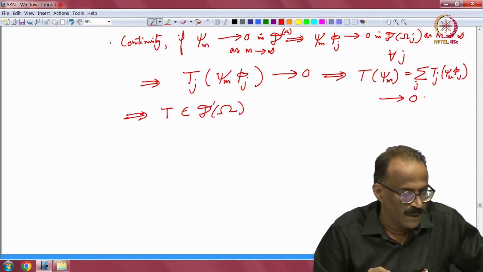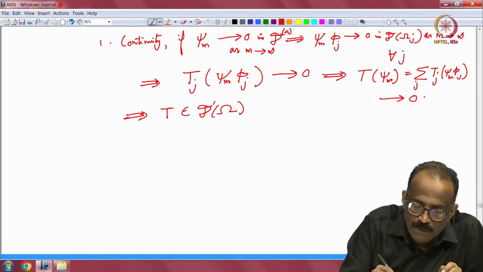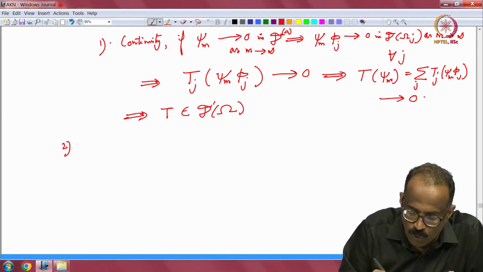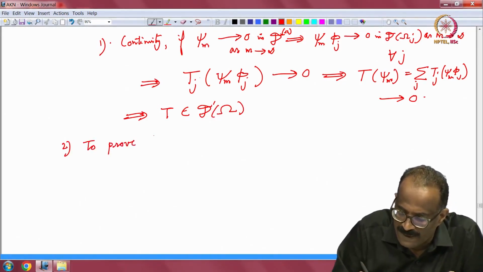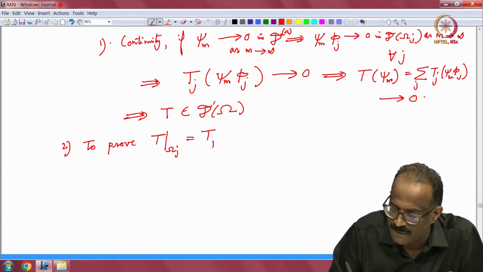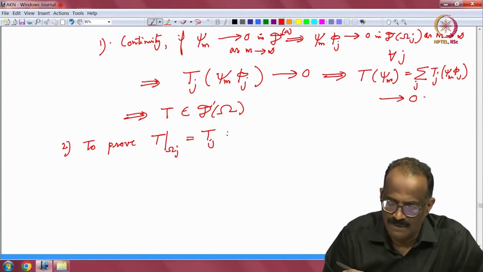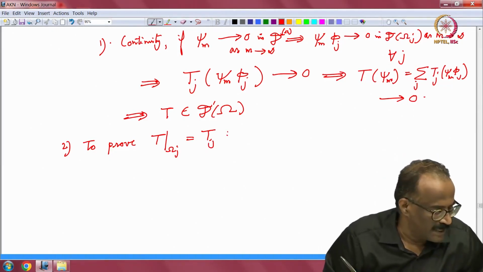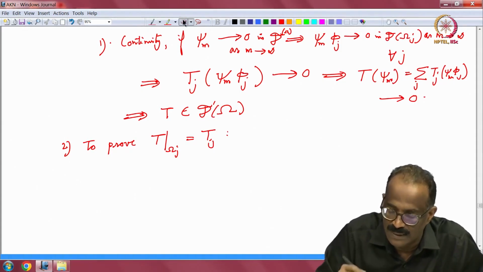That implies T is in D prime of omega. This is one thing you wanted. Second, you have to prove that T restricted to omega j is equal to T j, or T I, whichever one I want to take; for the summation, that is why I used j there.